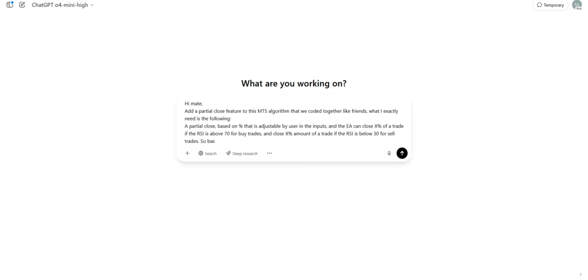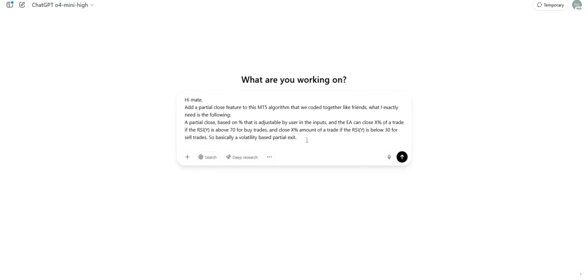So basically a volatility based partial exit. Okay, exit. And I want everything to be adjustable, because otherwise it's not good. Make all the parameters adjustable by user.